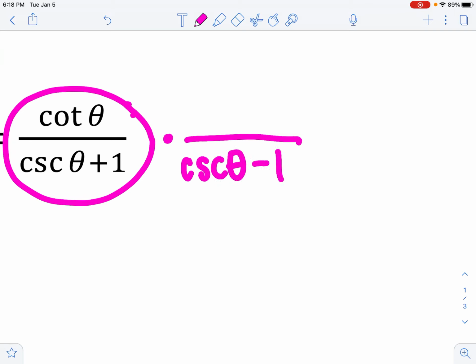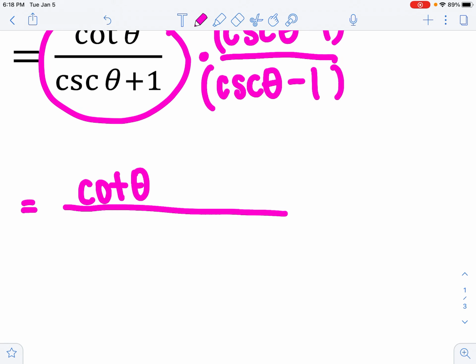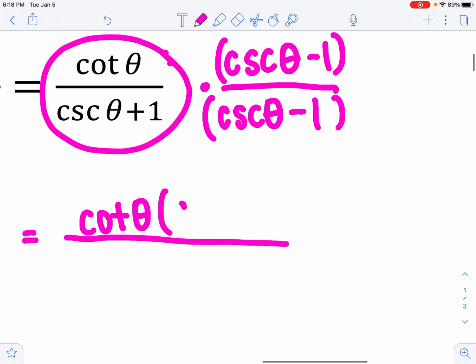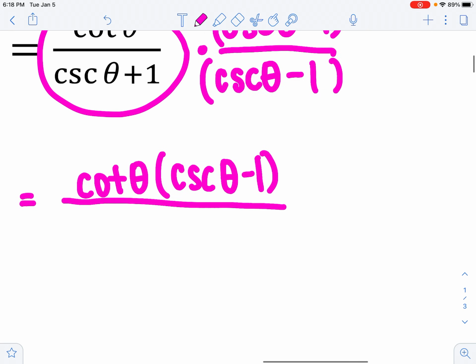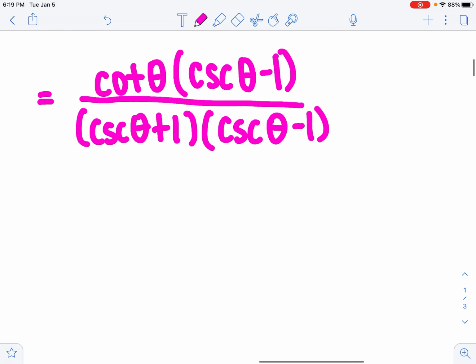The conjugate is cosecant of theta minus 1. You're going to multiply the numerator and the denominator by that. All right, let's write down what we have. We have cotangent of theta times cosecant of theta minus 1. And then we have cosecant of theta plus 1 times cosecant of theta minus 1.